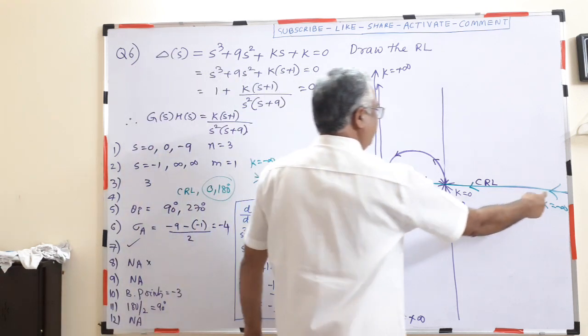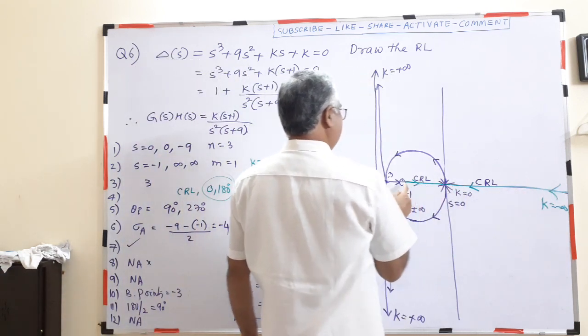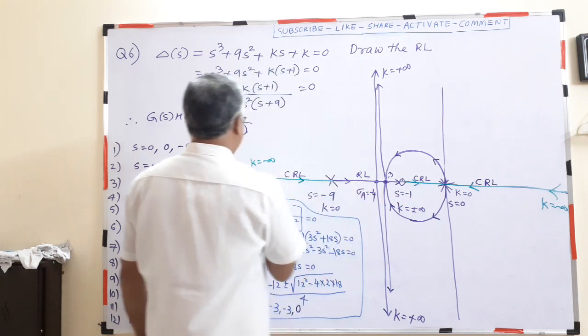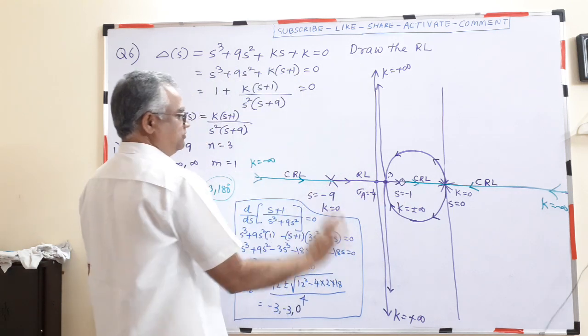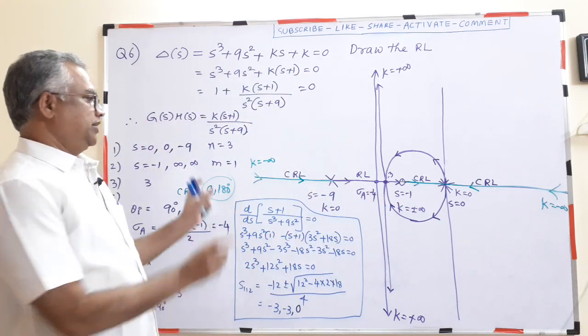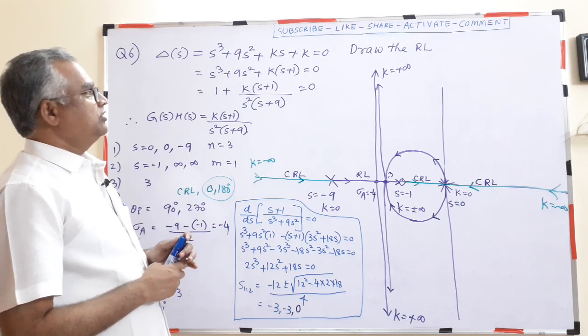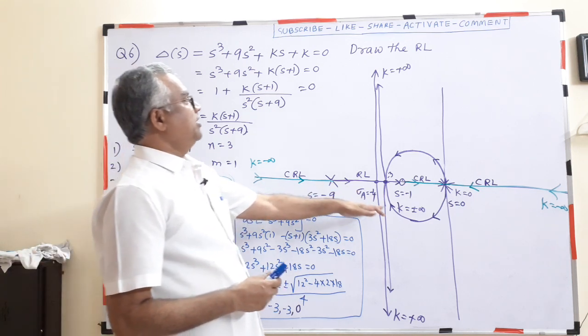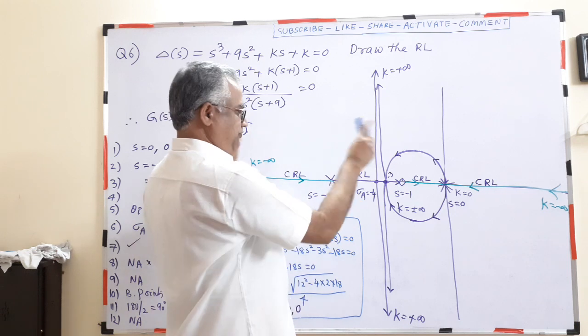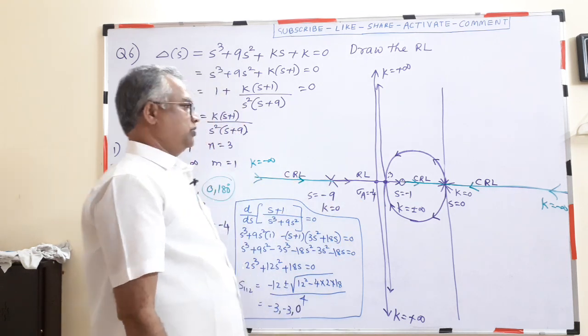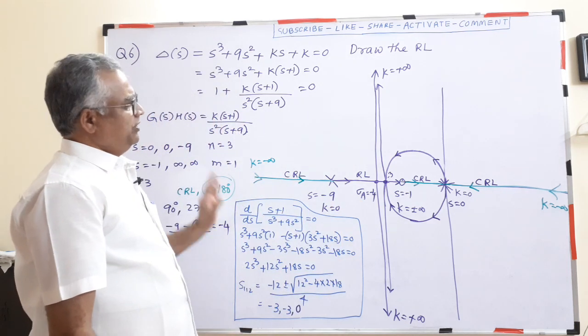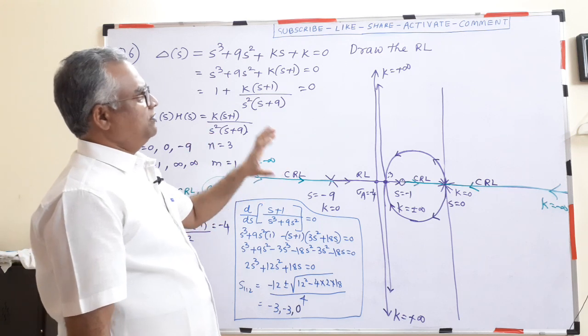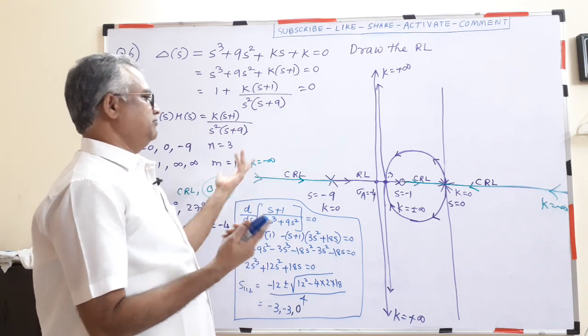So minus infinite to 0. That green color is the CRL portion and the other color is the RL. Together it is the complete root locus. For every problem, it is better to prepare the complete root locus. In the exam they may ask for any one.